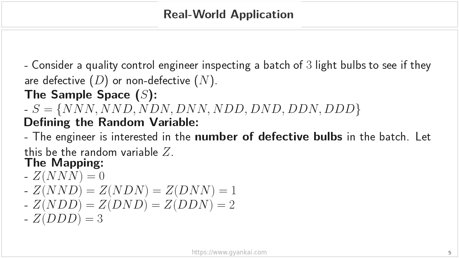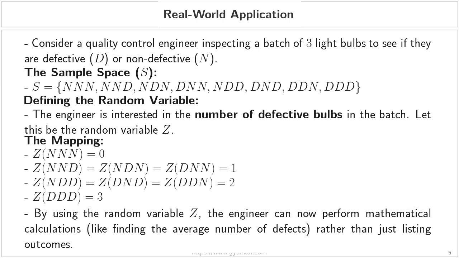If the outcome is NNN, there are 0 defects, so Z of NNN equals 0. If we have outcomes like NND or NDN or DNN, each of these contains exactly 1 defective bulb, so Z of those outcomes all equal 1. If we see 2 defects, such as in NDD, DND, or DDN, then Z equals 2. And finally, if the outcome is DDD, then Z equals 3.